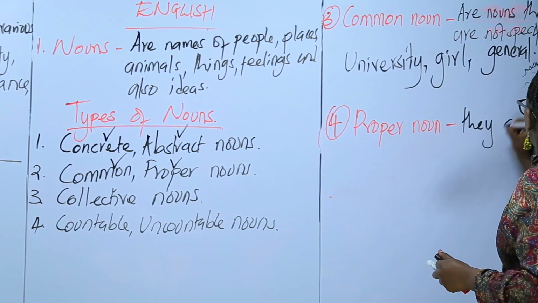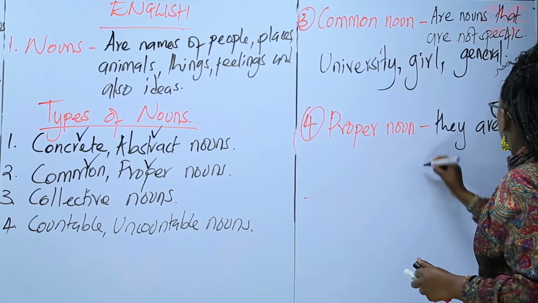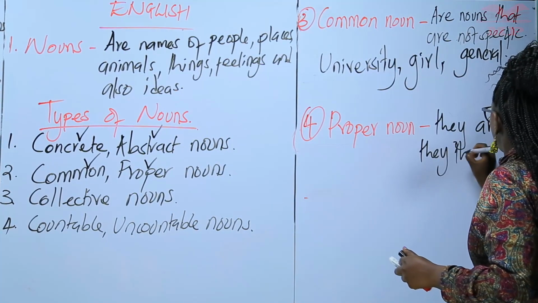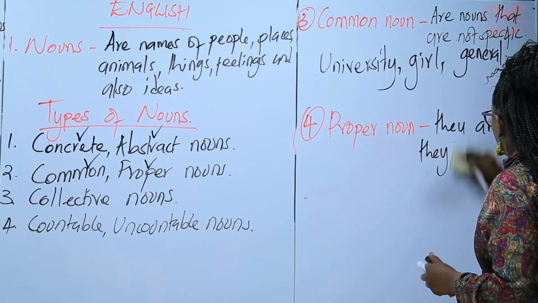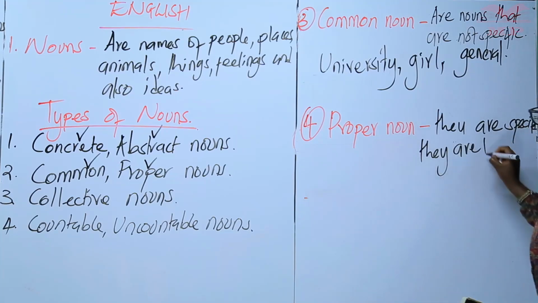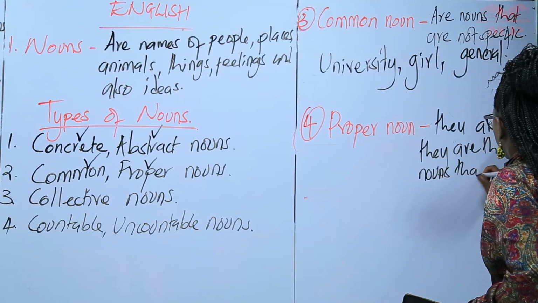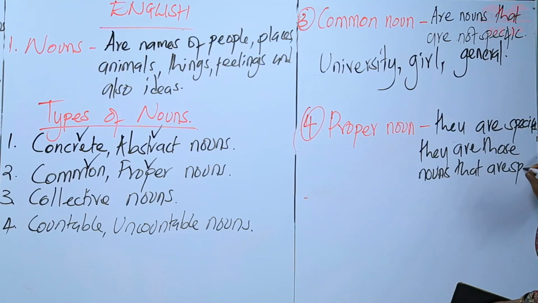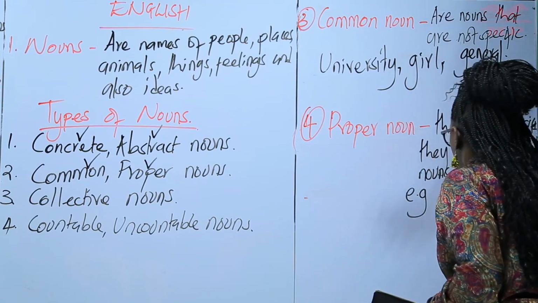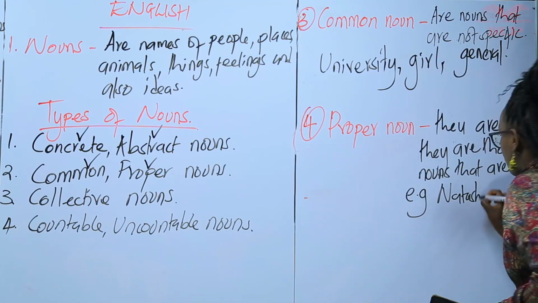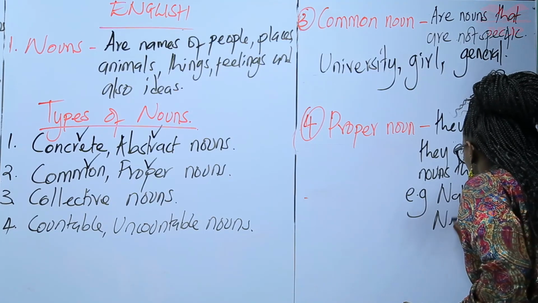So that is the sharp contrast or the sharp difference between these two types of nouns, that proper nouns are specific, or in other words, they are those nouns that are specific. So examples, I've given names of people. For example, when you talk about Natasha, when you talk about Sheila, when you talk about New York.